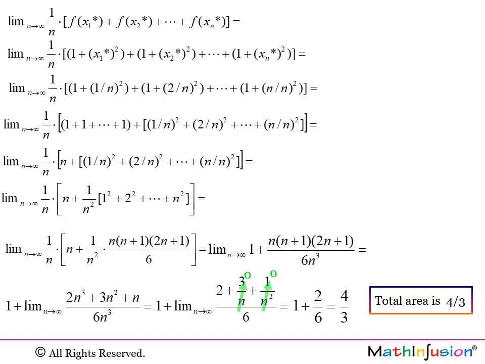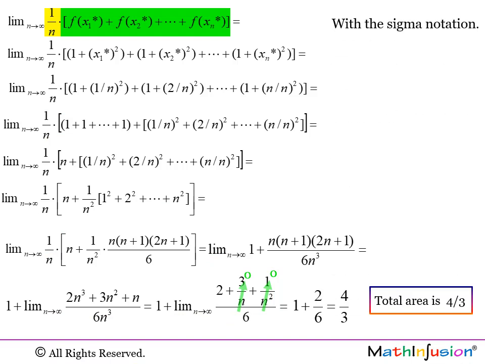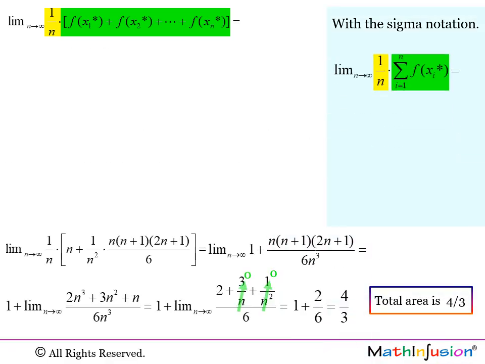Now we would like to use the sigma notation. With the sigma notation, the top one can be written as such. This is a shortcut of the summation from the left. But now, because I know the function is 1 plus x to the power of 2, and also I decided to take my representative point to be the right endpoint of each of the subintervals, I am going now to replace f of x_i star by 1 plus i over n to the power of 2.